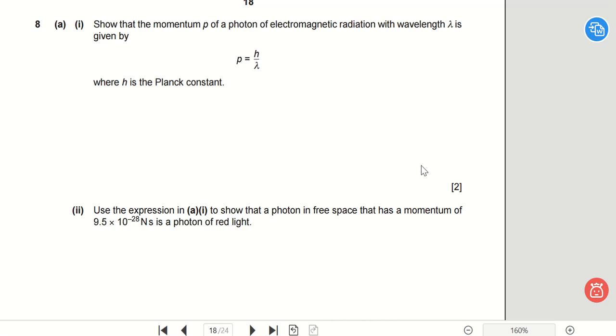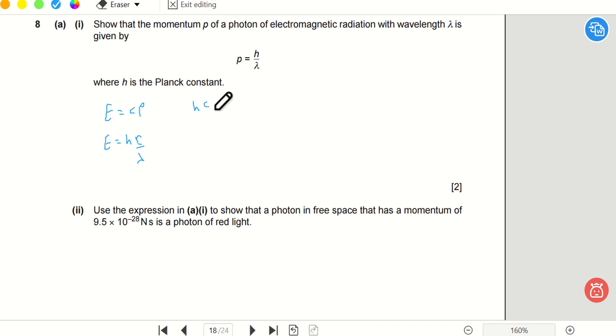Shows that momentum is given by... So we will start by writing E equals pc, and we need here h and lambda, so we can make E equals hf or hc over lambda, hence hc over lambda equals pc. We can eliminate c from both sides and we get the formula wanted.